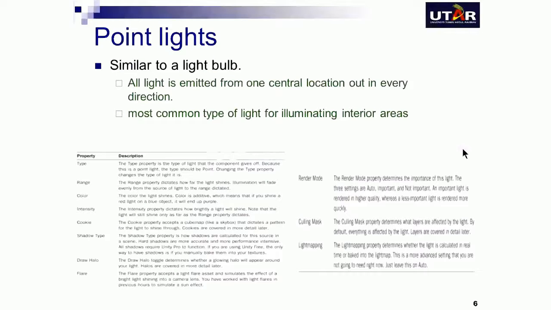Let's look at the point light. The point light is similar to a light bulb. The light is emitted from one central location out into every direction, and it is the most common type of light for illuminating interior areas.